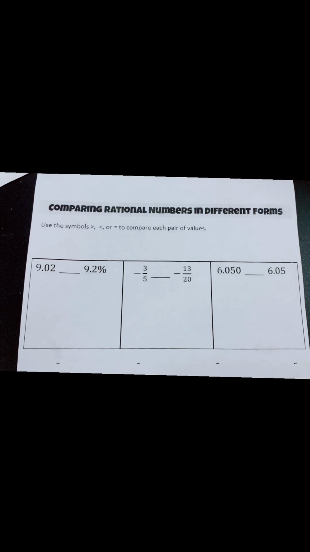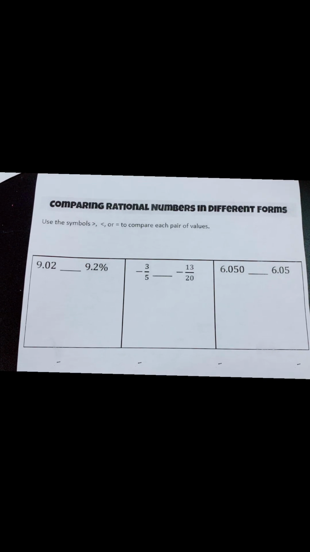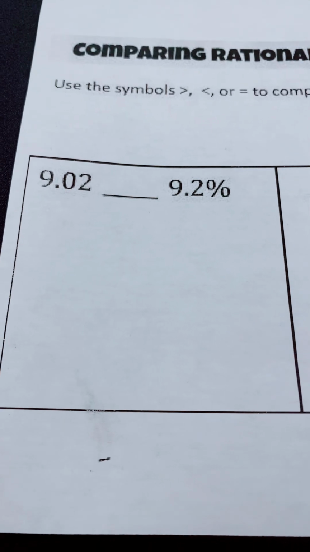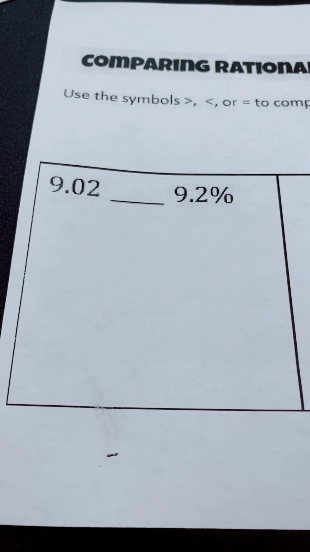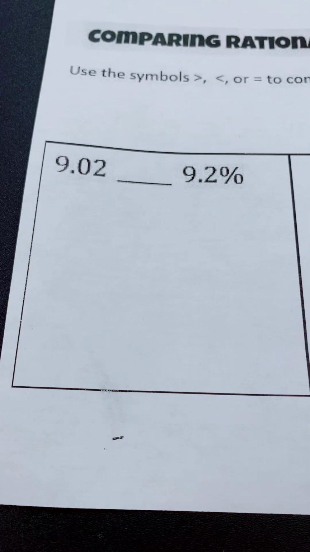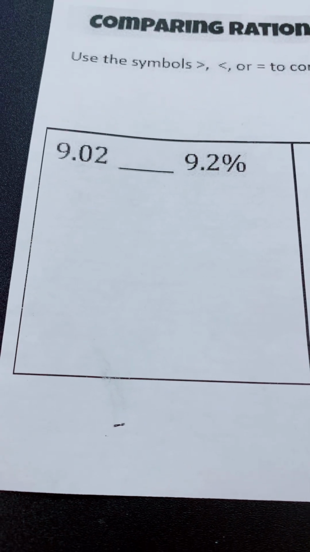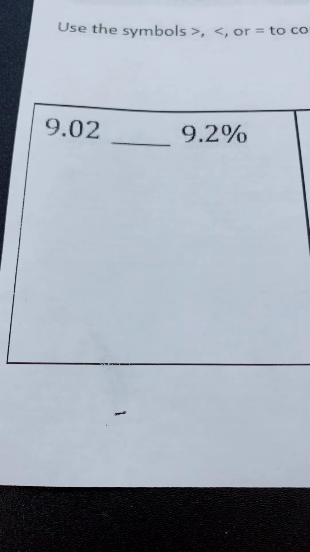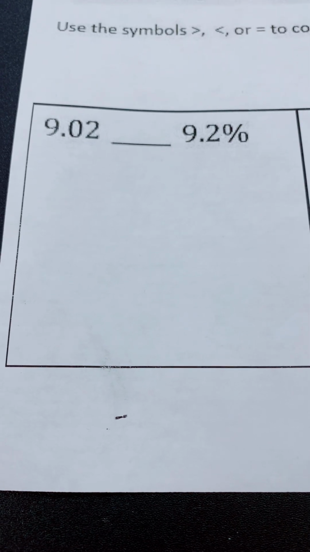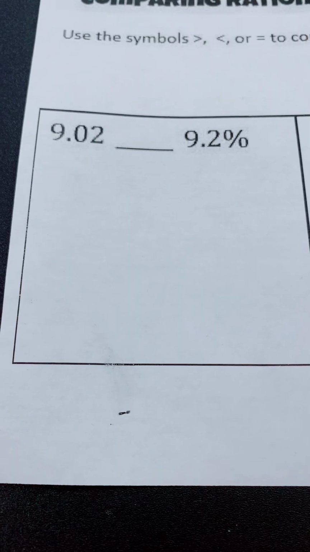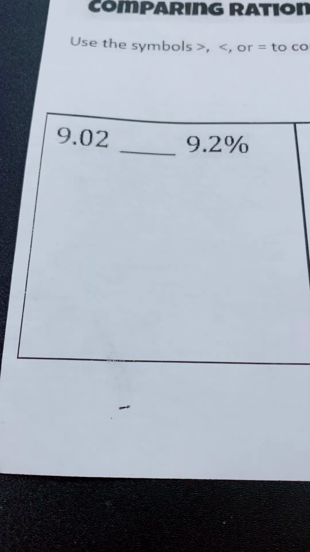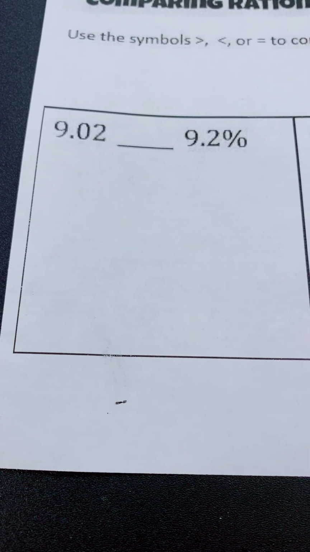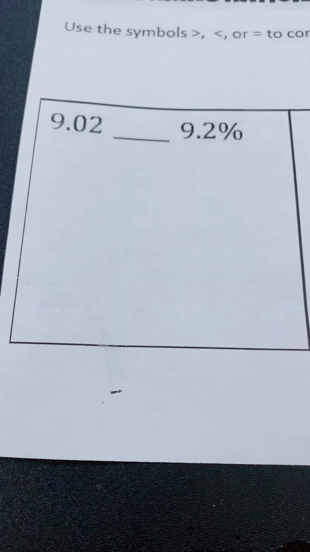Today we are going to be comparing rational numbers in different forms. Our first example is 9.02 and 9.2%. To be able to compare these, we need to make it fair to compare, which means they both need to be in the same form. Right now, we have a decimal and a percent. The easiest way to compare these two numbers is to turn them both into decimals.